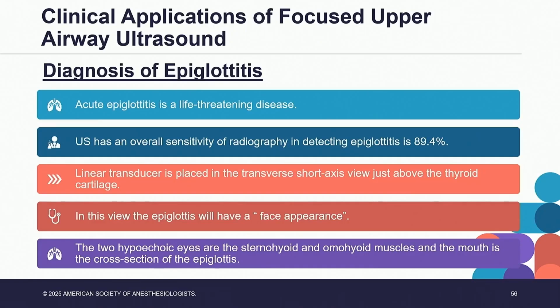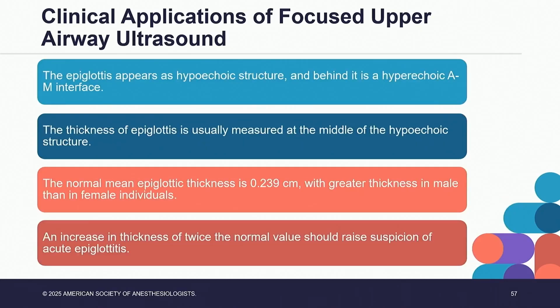Also, we can use it for epiglottitis. Acute epiglottitis is a life-threatening disease. Ultrasound has an overall sensitivity, compared with radiography, for detecting epiglottitis of 89.94%. The linear transducer is placed in the transverse view just above the thyroid cartilage. In this view, the epiglottis will have a face appearance. The two hypoechoic eyes are the sternohyoid and the omohyoid, and the mouth is the cross-section of the epiglottis.